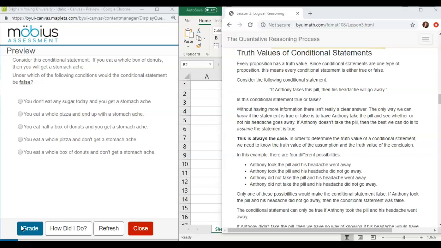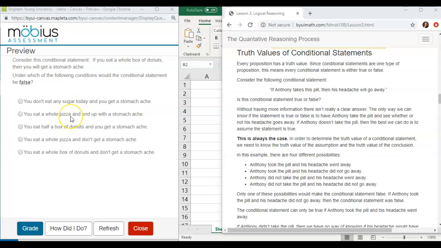So in our example here, if we eat a whole box of donuts, then you will get a stomachache. Down here, you don't eat any sugar today. That tells me that I did not eat any of the donuts. So I don't even need to look at the rest of it, because this part did not happen, so we don't even need to see if there was a stomachache. That one cannot be false because we can't make any conclusion. So we actually have to say that it's true.